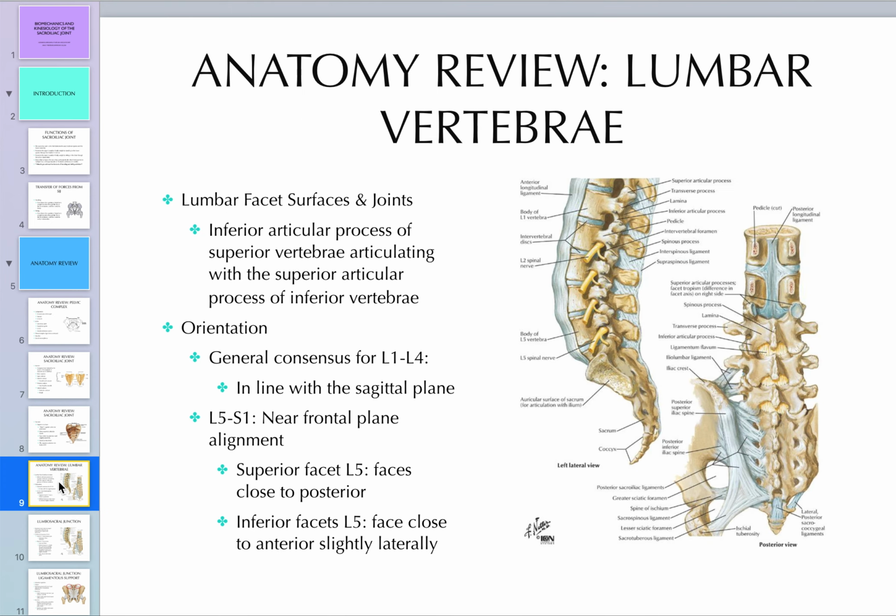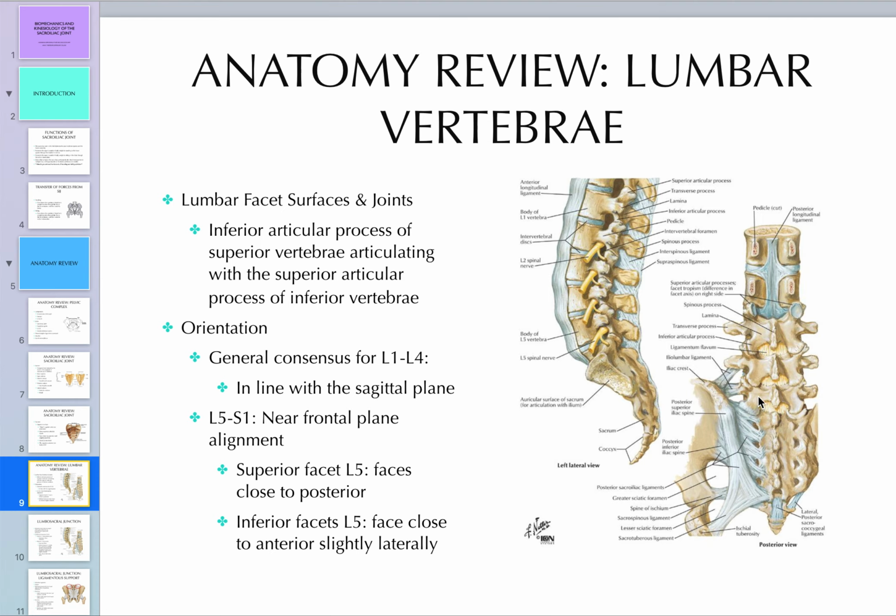Lumbar facet joints. So just a second ago, we mentioned the orientation of the sacral facet joints. So this is the orientation of the lumbar facet joints. We know that the inferior articular process of the superior vertebra articulates with the superior articular process of the inferior vertebra, right? So that's what I'm showing here.